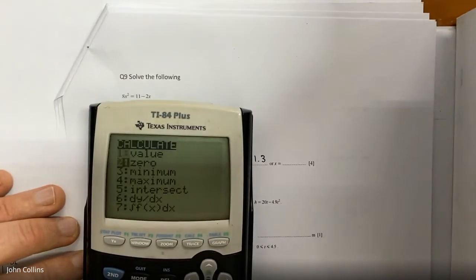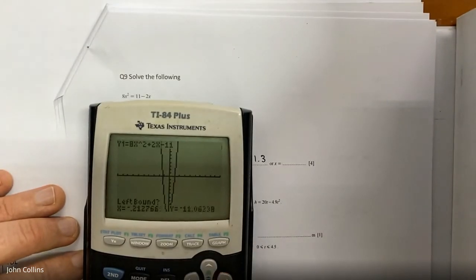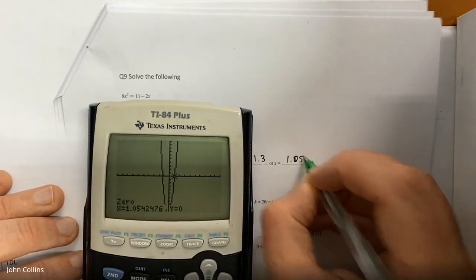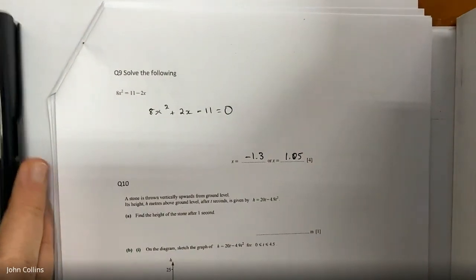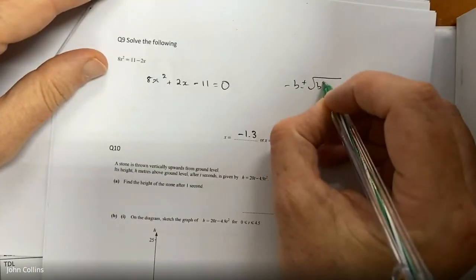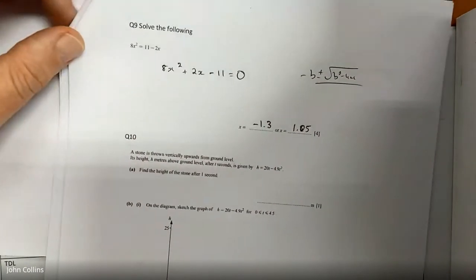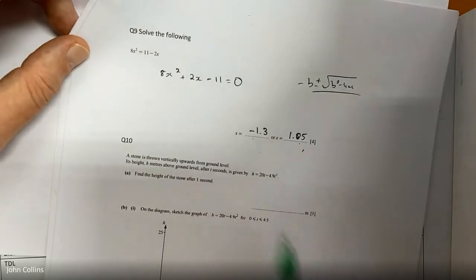Second trace, find the other 0. Just put your two things either side of it. Press enter, don't guess. And I get 1.005. Okay? Or use your formula. So that's minus b plus or minus the square root of b squared minus 4ac. There were no instructions how you had to solve that, so you could have used anything. You won't be able to factorize because they're too difficult.